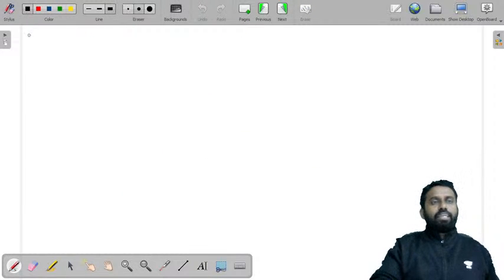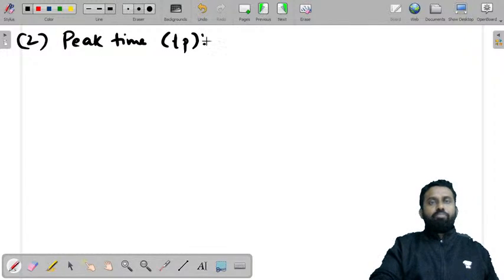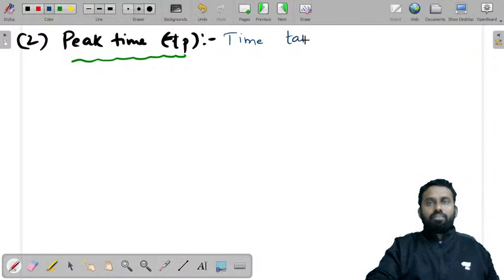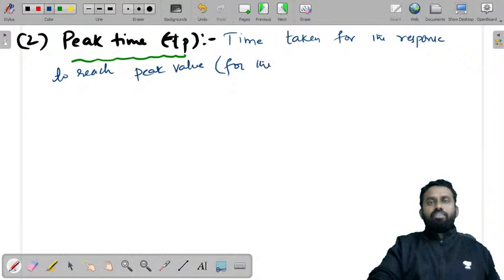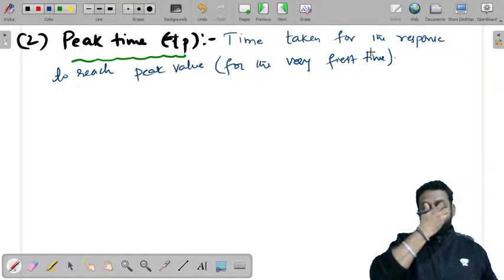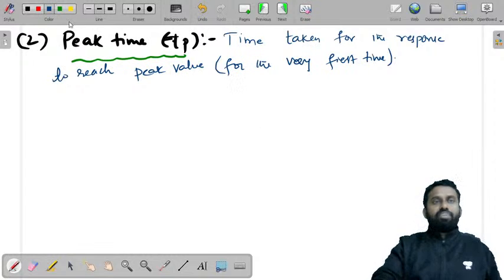Now, let's look at the second one. It is peak time, denoted by Tp. What is the peak time? It is the time taken for the response to reach the peak value, and here specifically for the very first time. You'll also reach this peak value some other times, but it is for the very first time.